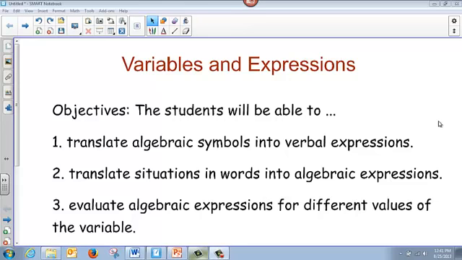Today we're going to talk about variables and expressions, and we're going to talk about three objectives in this first section here. So the objectives are that you guys are going to be able to translate algebraic symbols into verbal expressions, translate situations that are given in words into algebraic expressions, and evaluate algebraic expressions for different values of the variable.